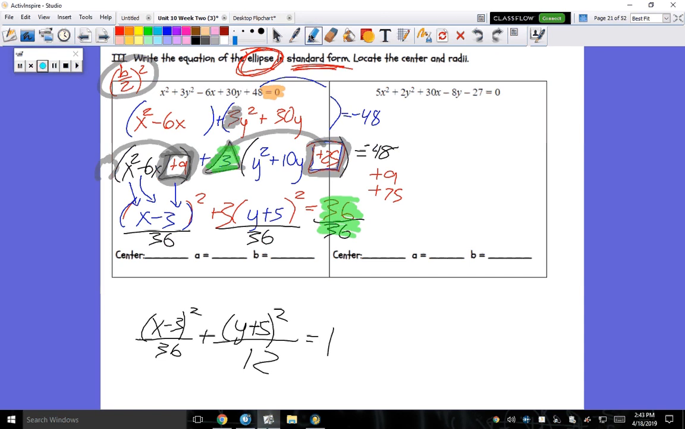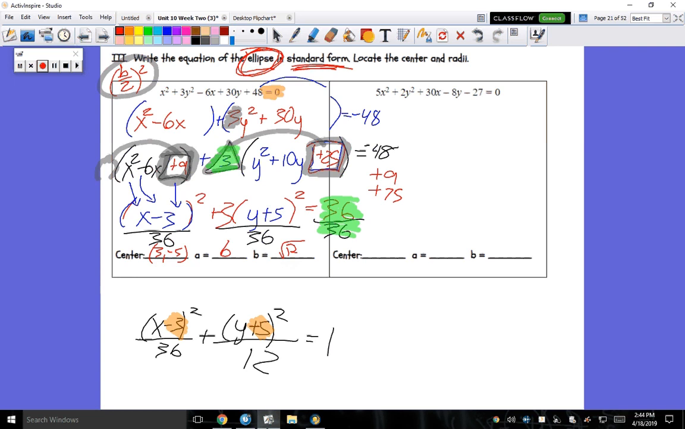Remember, the center, we're going to look at the center from here and here. And what does my center look like it's going to be? 3, negative 5, yeah. Because it's always the opposite of parentheses. What's the a value? 6. What's the b value? What would the b value be? The square root of 12.